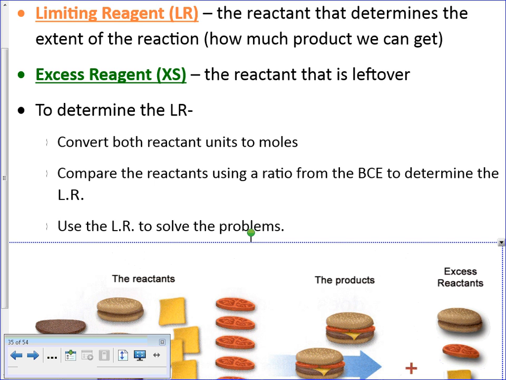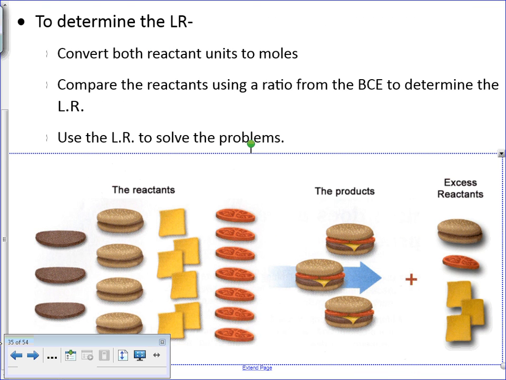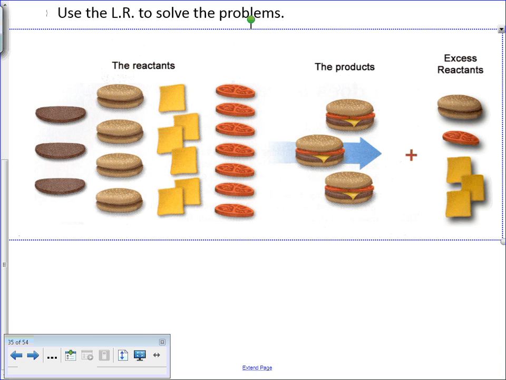Okay, and great, let's do this. Oh, here is another food example. You know me and my food examples. Nice. What was the limiting, what were the excess reagents here?